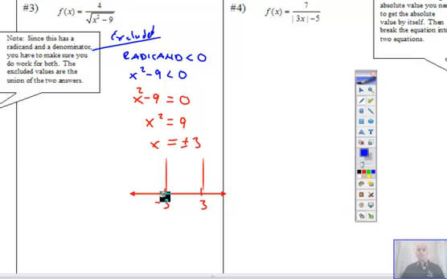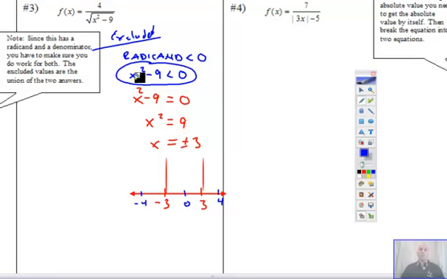Then pick a test point, any number that you want, in each of these intervals. I'm going to pick negative 4, 0, and 4. Take your inequality with zeros by itself, which is right here. Mentally, or physically, plug in these test points.